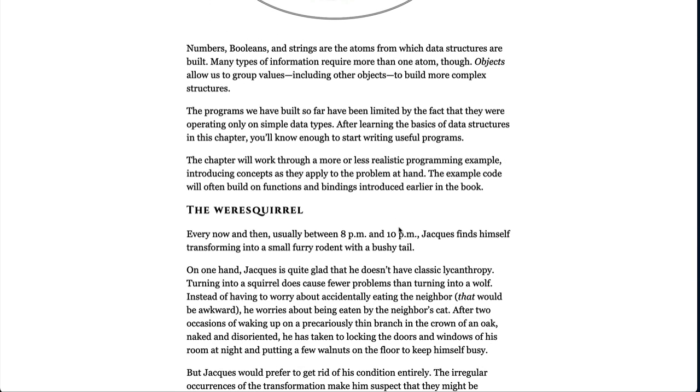Numbers, booleans, and strings are the atoms from which data structures are built. Many types of information require more than one atom, though. Objects allow us to group values, including other objects, to build more complex structures. The programs we have built so far have been limited by the fact that they were operating only on simple data types. After learning the basics of data structures in this chapter, you'll know enough to start writing useful programs.